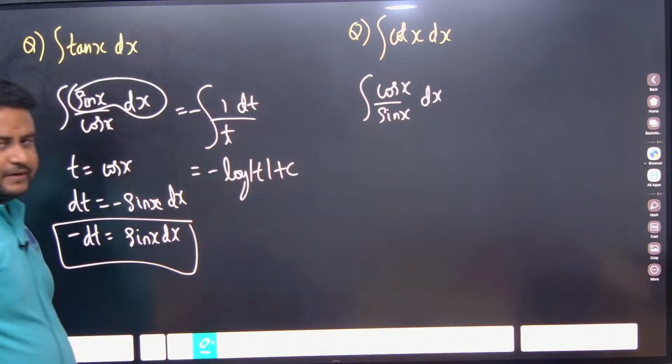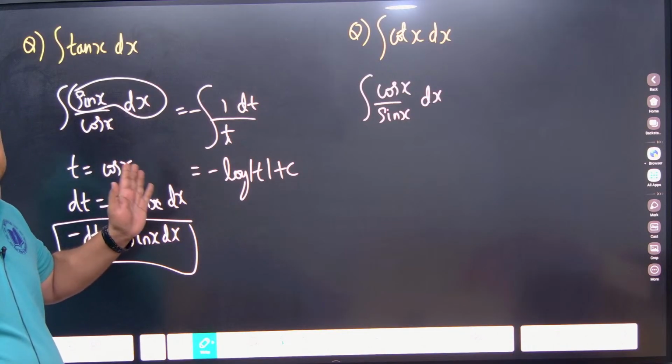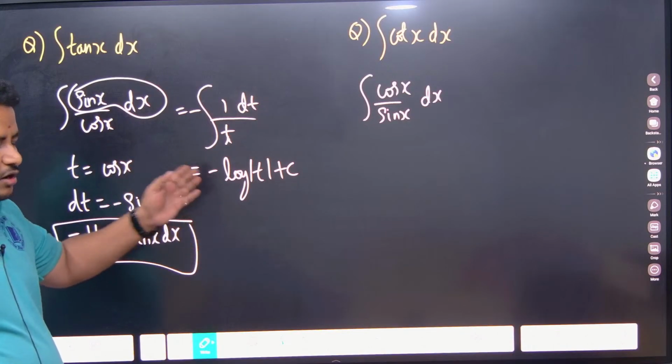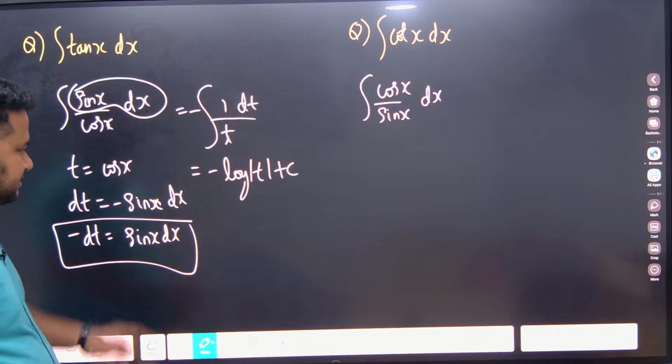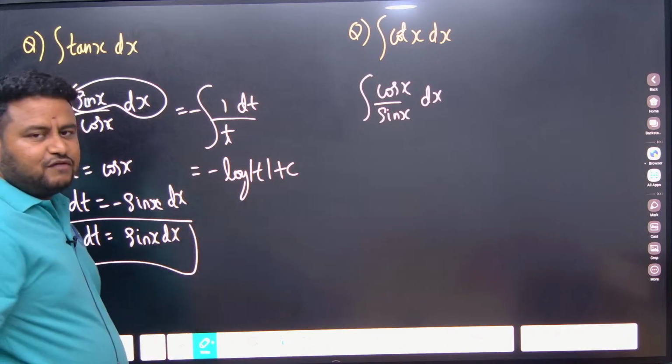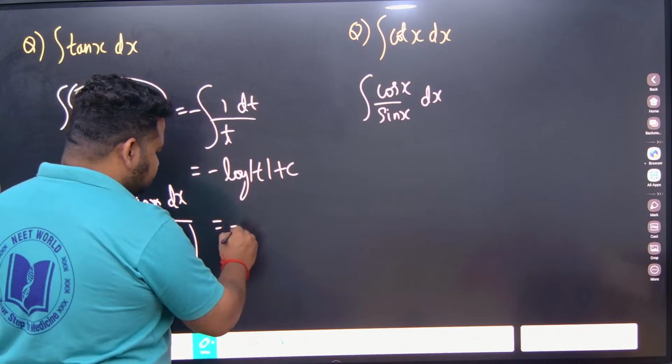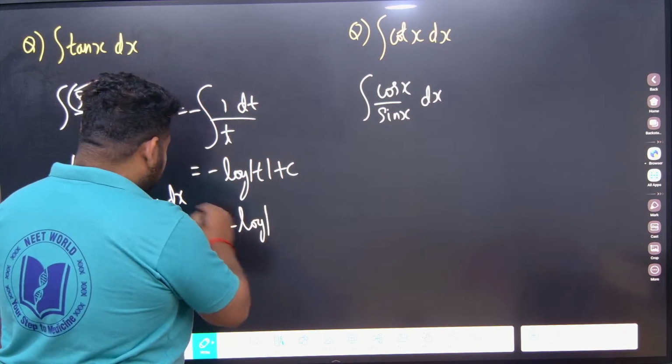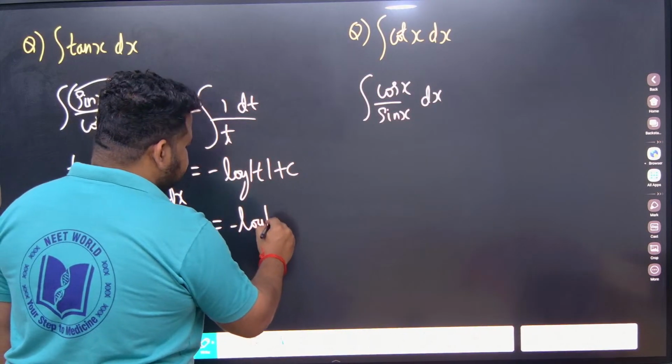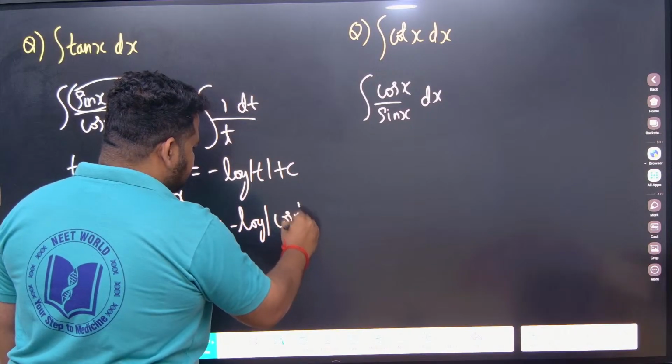Minus log mod t plus c. Integral of 1 by x is what? Log mod x. Similarly, 1 by t is log mod t plus c. Here minus is there, keep it as it is. Now put back the value of t. So this will become minus log cos x plus c, since t is cos x.